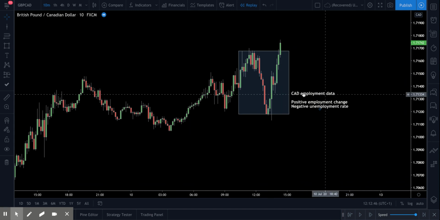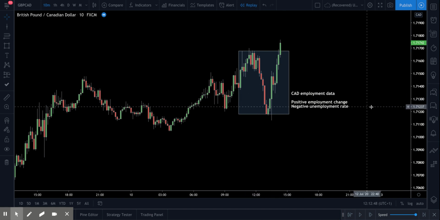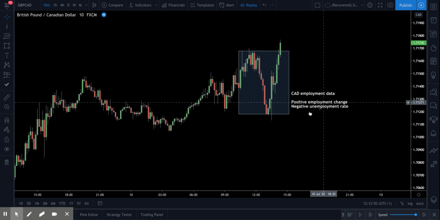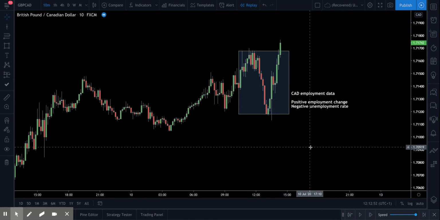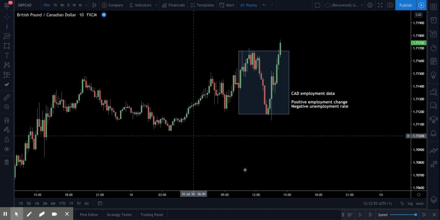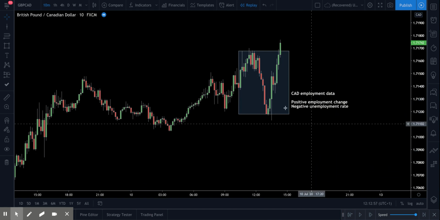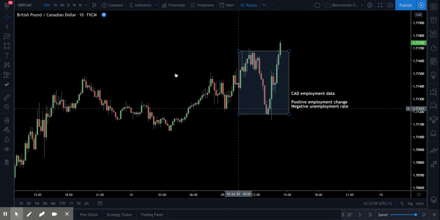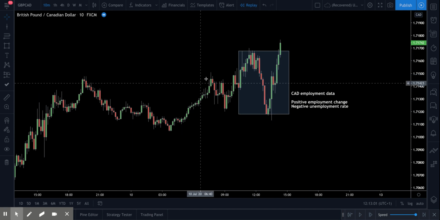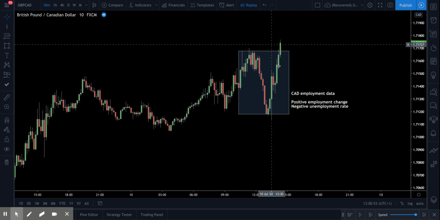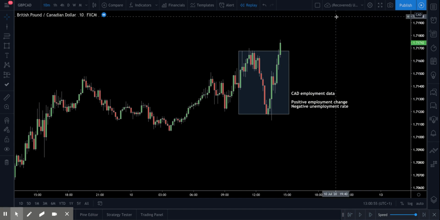As you saw here, the employment change data came out above expectations, and the unemployment rate came out below expectations. So for that reason, neither forecast was accurate. And really, that means trading a forecast is essentially gambling your money on this trade. So generally, trading economic data is something that we don't really want to do.